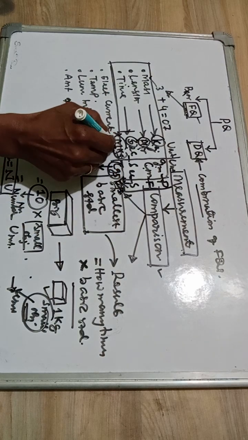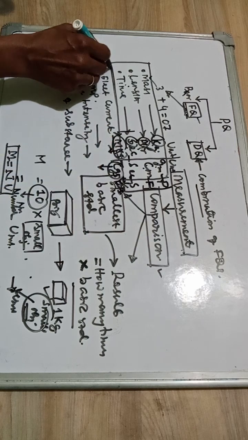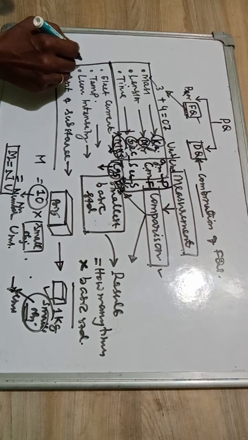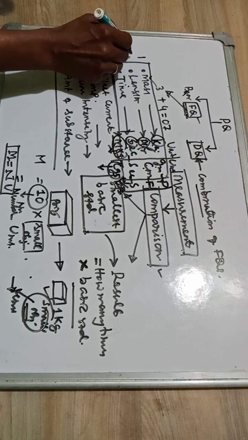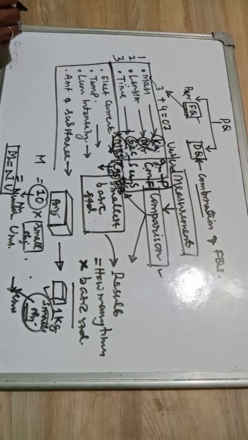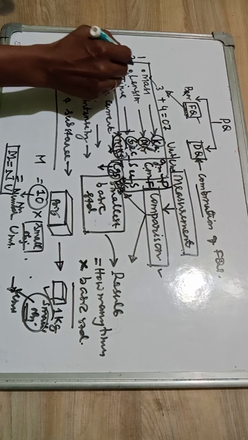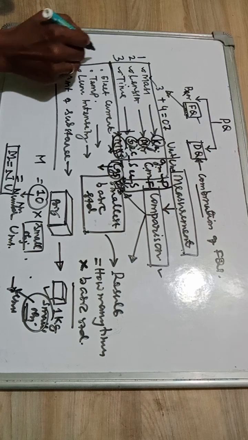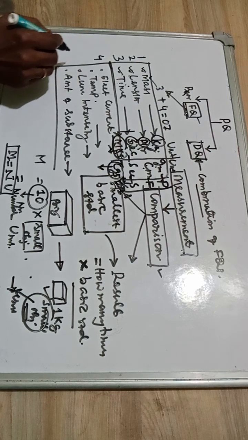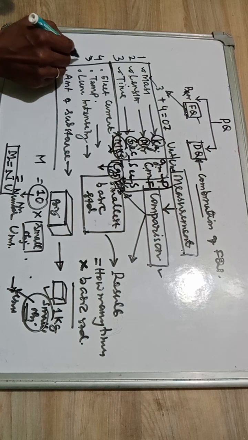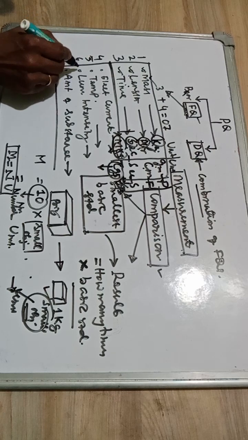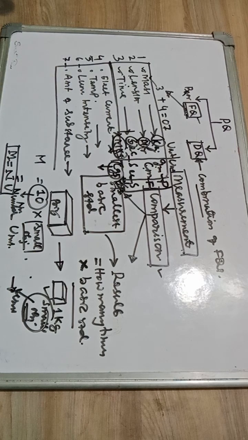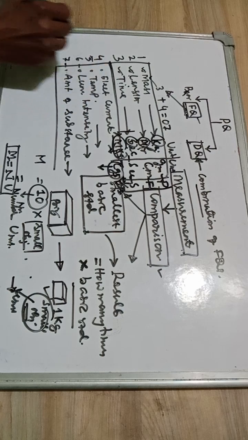Now, this MKS system is modified. Modification is done by adding four other fundamental quantities. Earlier we had one, two, three fundamental quantities. Fundamental base quantities were mass, length, and time. Now four others. Fourth is electric current. Fifth is temperature. Sixth is luminous intensity, and seventh is amount of substance. These four fundamental quantities are added.